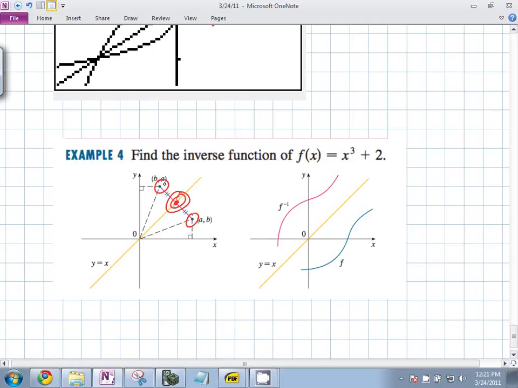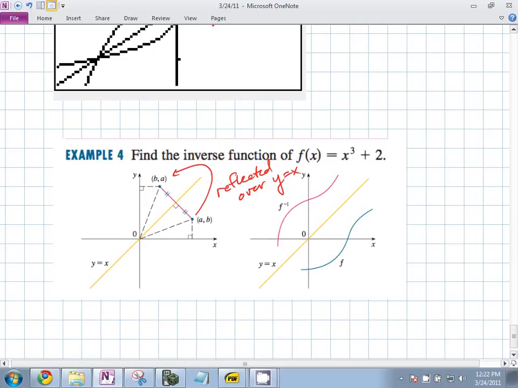This angle is a right angle, and so is this angle. So what do you call that? What have we done with the point AB? We have, it begins with an R. We've reflected over what? Not an axis, we've reflected over y equals x. So if you reflect a graph over y equals x, what do you end up with? The inverse. Exactly, right. Okay.